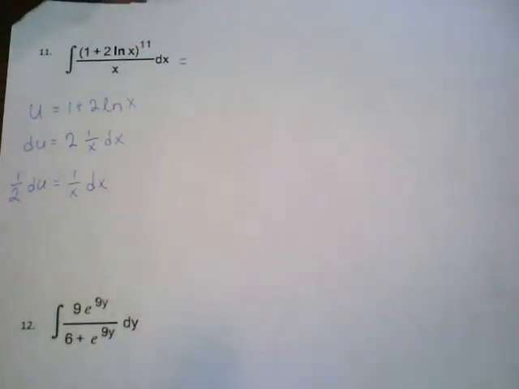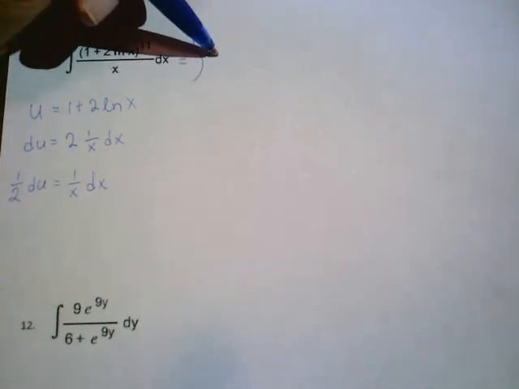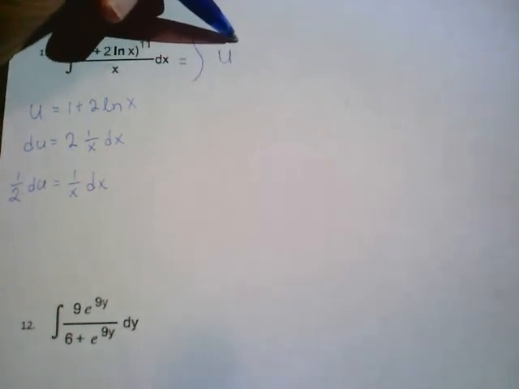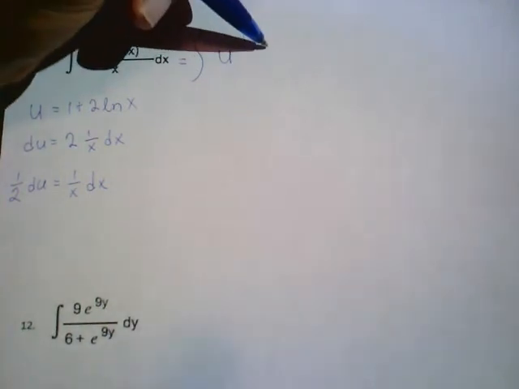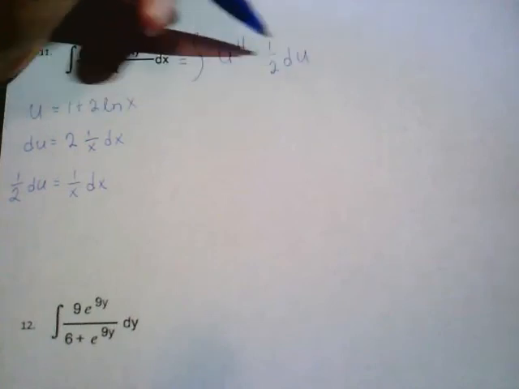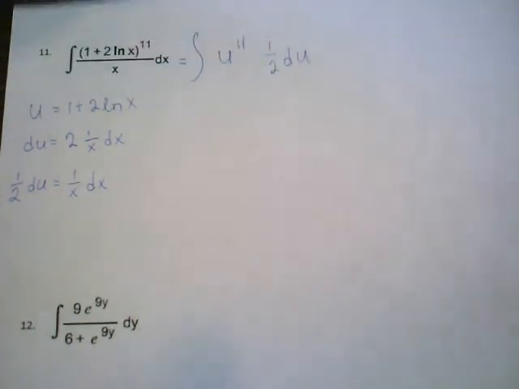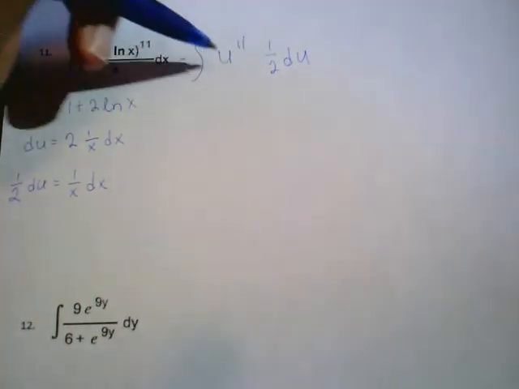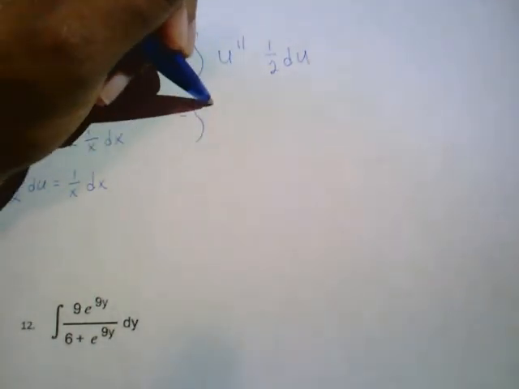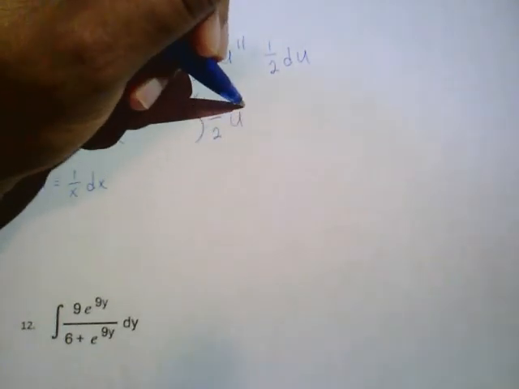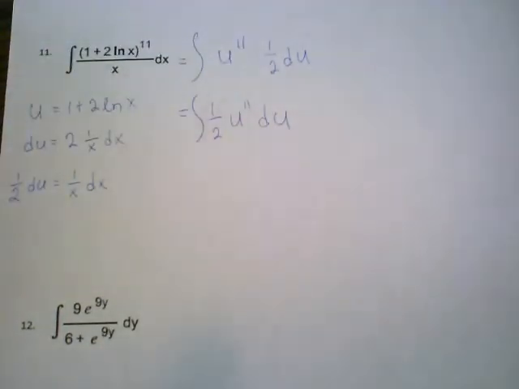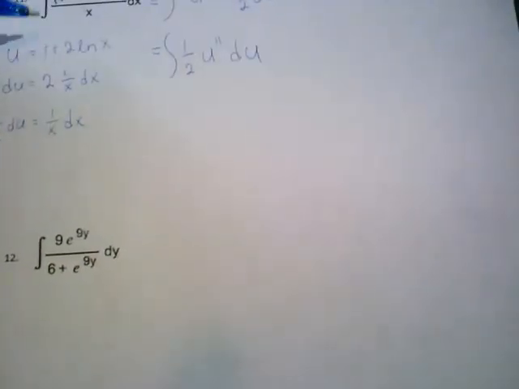So this becomes the integral of u to the 11th power times 1/2 du. And we could have just written the 1/2 up front, but just to keep it consistent so you see what we're substituting in and out. And then the next step we'll go ahead and do that. So 1/2 u to the 11th power du. And then from there, you are going to find the antiderivative. Remember to add c. Remember to go back and substitute in 1 plus 2 ln x for your value of u.